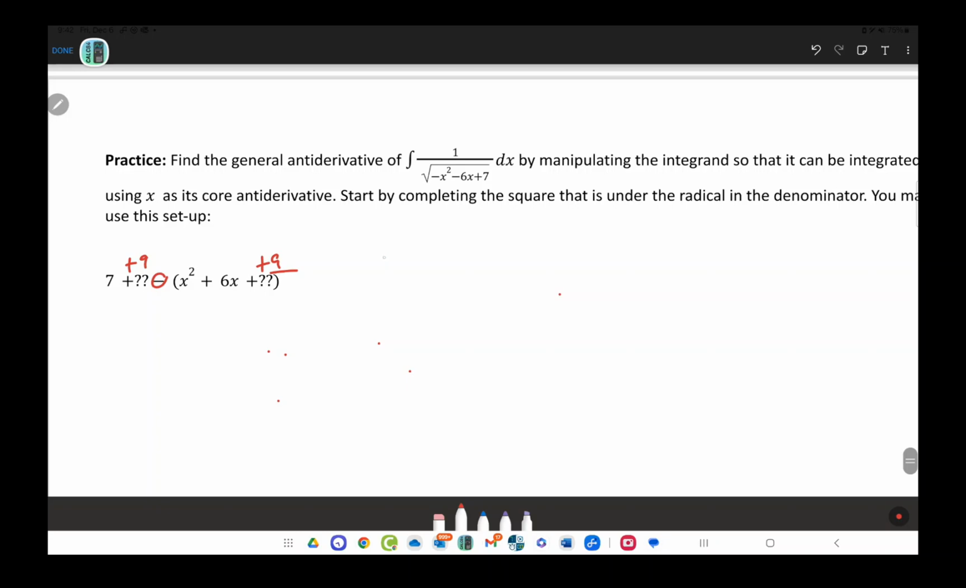Because I have the 7 and the 9, 7 plus 9 is 16. This is 16 minus (x plus 3) squared, right?